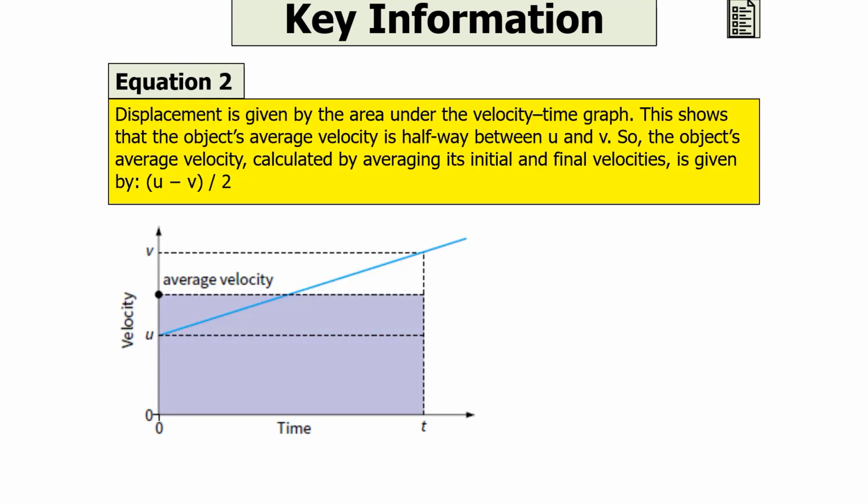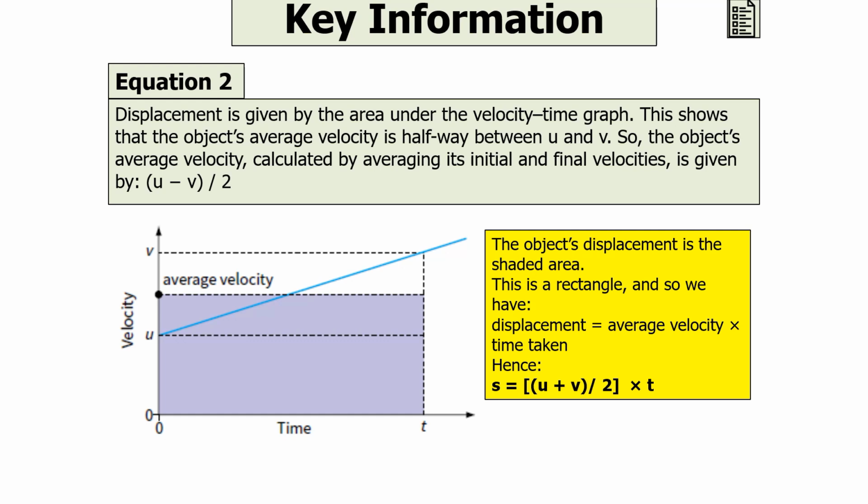Now, displacement is given by the area under the velocity time graph. This shows that the object's average velocity is halfway between u and v as it's undergoing constant acceleration. The object's average velocity can be calculated by averaging its initial and final velocities, given by the equation u plus v divided by 2. So the object's displacement is the shaded area. This is the rectangle, and so we have the equation that displacement is equal to average velocity times time taken. So s equals u plus v over 2 times t.